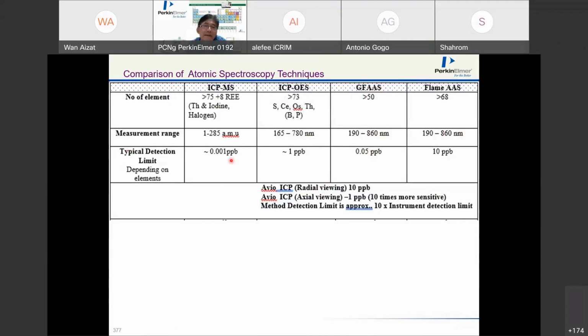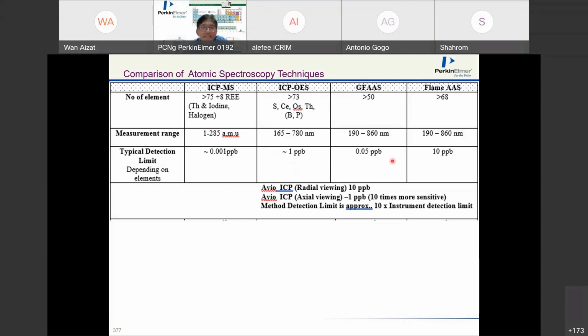Typical detection limit for ICP-MS is 1 ppt or below for most elements. It now comes to the ppt or ppq level. ICP-OES typical about ppb level. This is the ideal instrument detection limit, the lowest it can go down. So you have to look into the method detection limit for your actual sample running, and also you have to take into account your sample prep dilution factor.